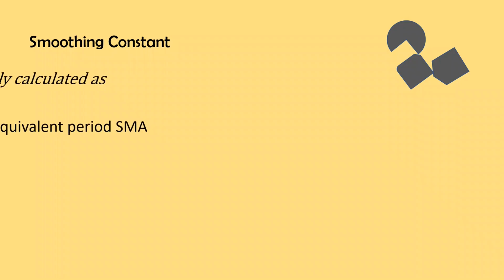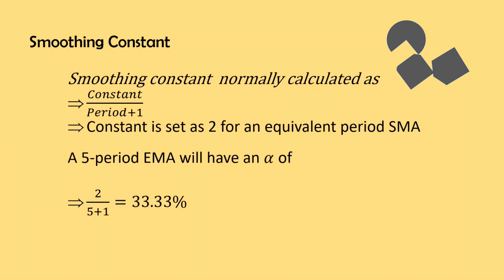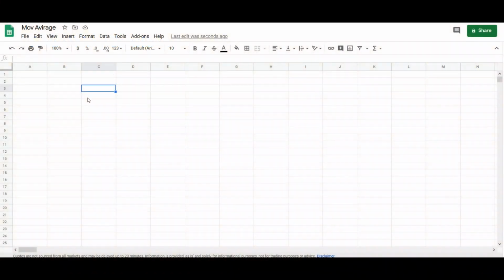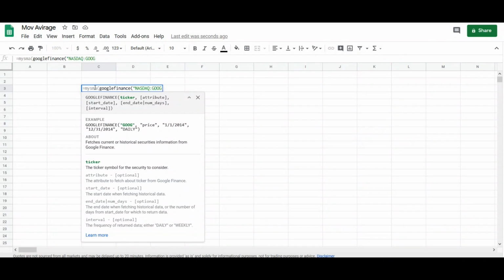The value of the smoothing constant is a judgment call, but is normally calculated as a constant divided by period plus 1, which will make it almost equivalent to the simple moving average of the same period. Thus, a 5-period EMA equivalent to a 5-period SMA will have 33.33% weight on the current observation and 66.67% weight on the prior observation. Now we'll move towards the calculation of EMA in Google Sheet.